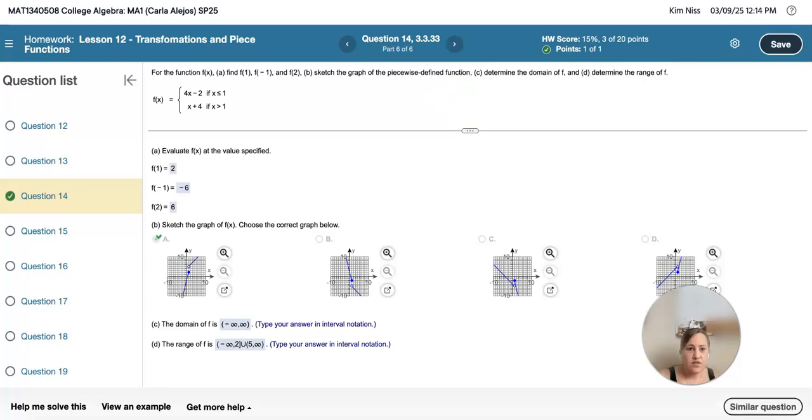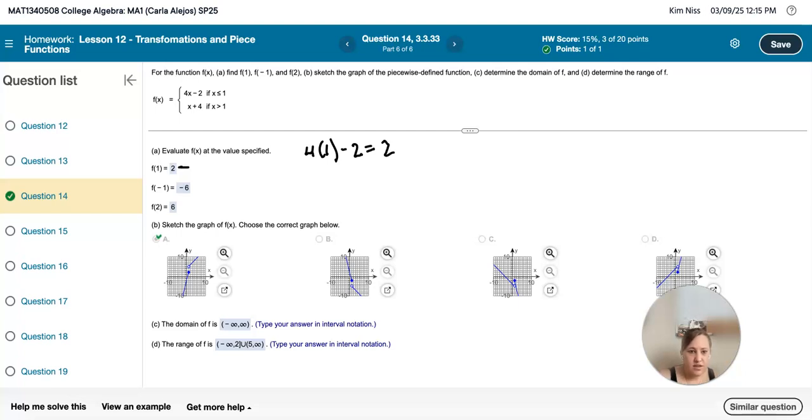So the first thing we're going to do is evaluate f of 1, f of negative 1, and f of 2. So the way you do that is for f of 1, you have to evaluate your if statements. So if x is less than or equal to 1, and if x is greater than 1. So in this case, x equals 1, so it's going to be in your first if statement where x is less than or equal to 1. Then it's just a matter of taking 1, plugging it in for x, and evaluating. So 4 times 1 is 4, 4 minus 2 is 2. So that's how we got 2 for that one.